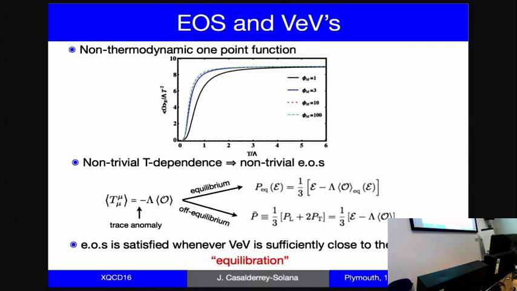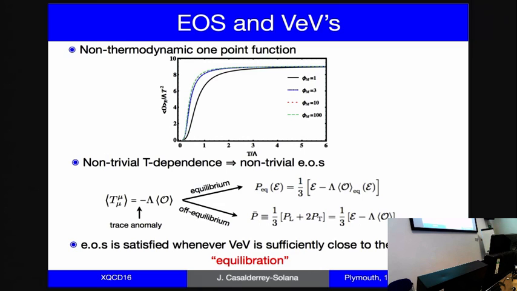However, off equilibrium, this same relation tells you that if I compute the P average, which in a collision geometry is just the longitudinal pressure plus 2 times the transverse pressure, over 3, then this is also related to the expectation value of this operator in the same way. And if you wish, I can think of this as the off-equilibrium equation of state.